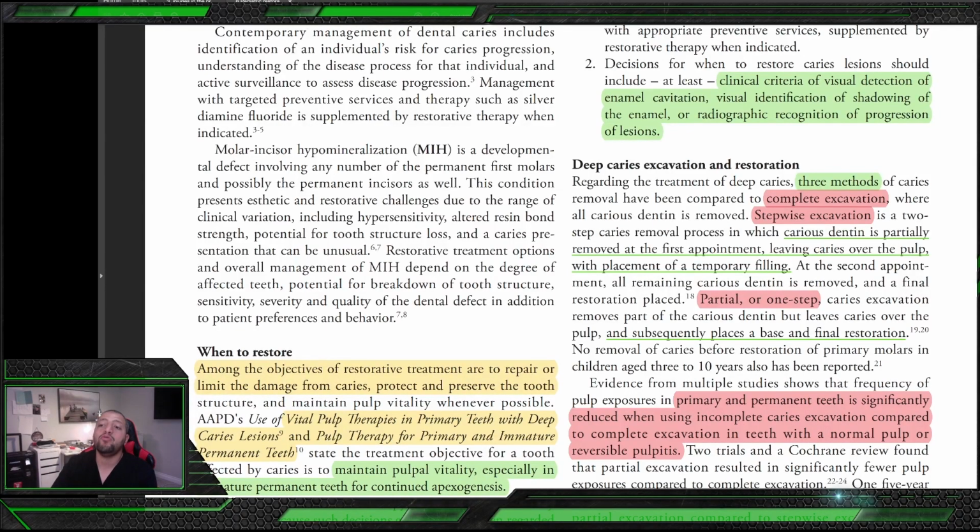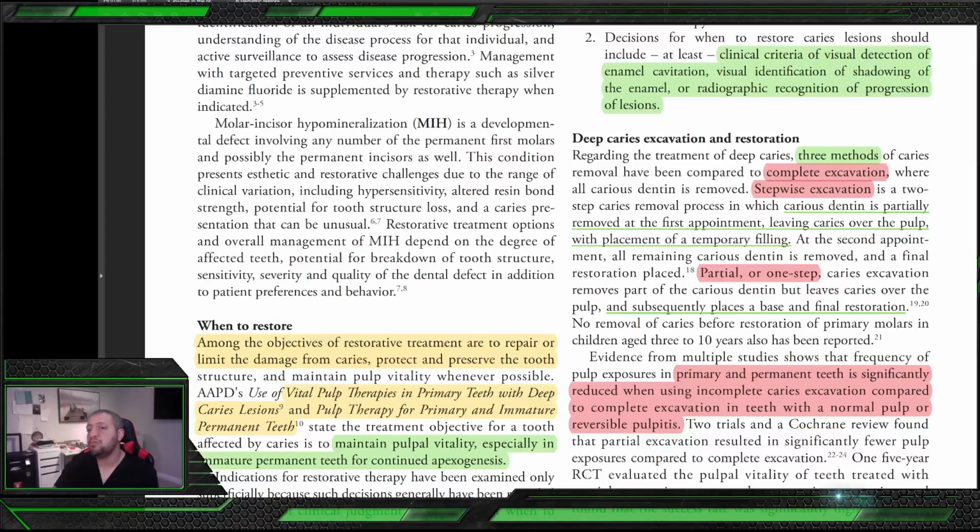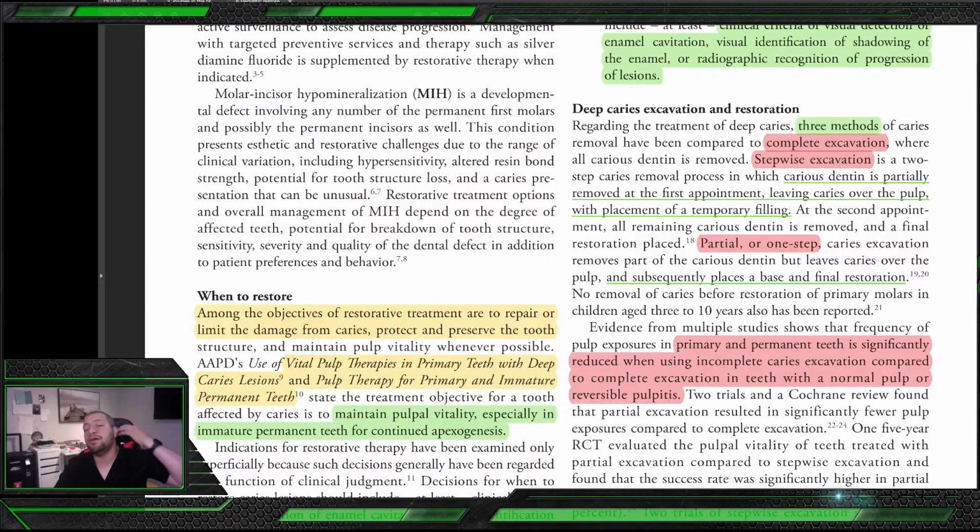Because preserving the pulp vitality is extremely important. With complete excavation, if you insist on removing everything, even the discolored hard dentin at the floor of the cavity, you may end up entering the pulp chamber, leading you to need root canal treatment or pulpectomy. So you didn't preserve the pulp vitality of the tooth, which is extremely important, as we mentioned before.